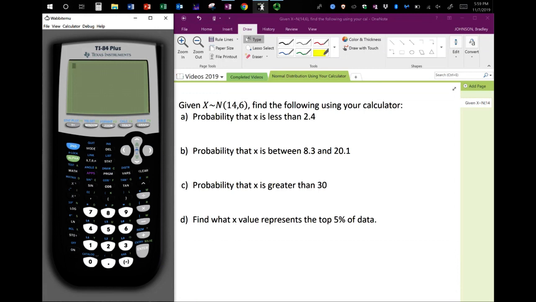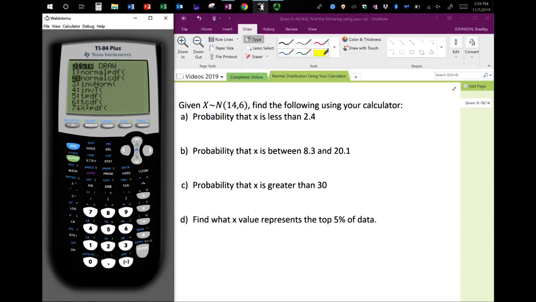So to get to your distribution menu on your calculator, you have to hit the second button and then hit vars. And you see right above vars in blue, it says DISTR. That's our distribution menu. So here's all our distributions. The distributions I am most interested in are distribution number 2 and number 3.